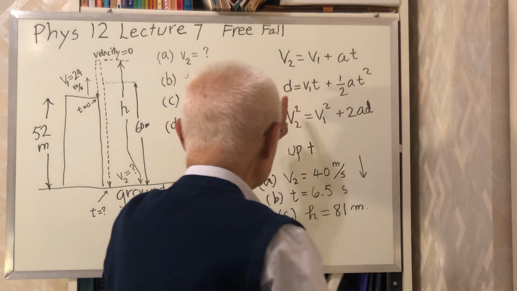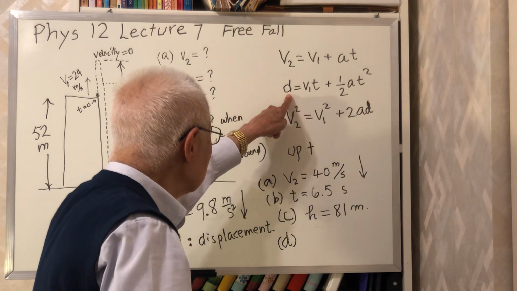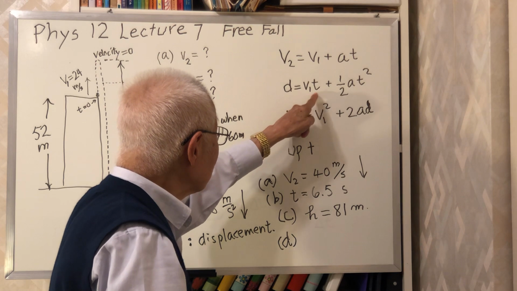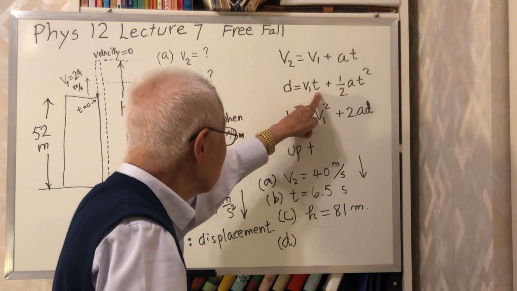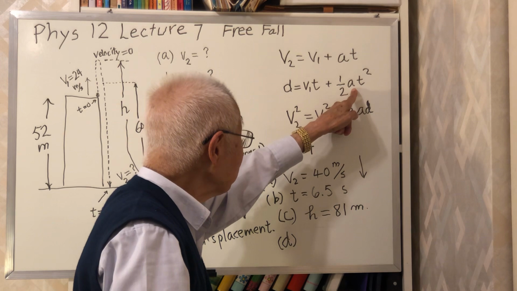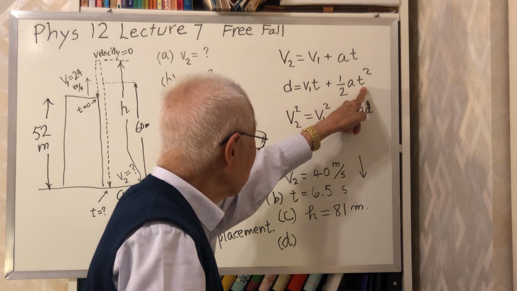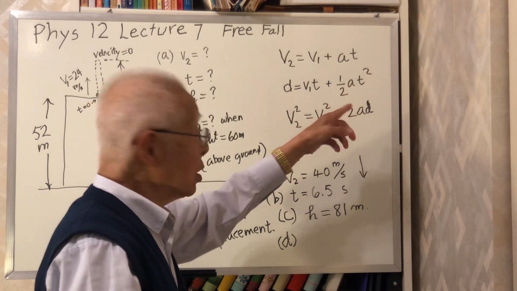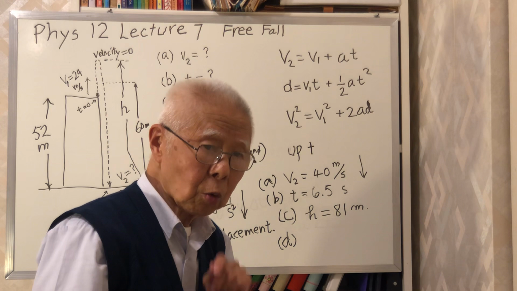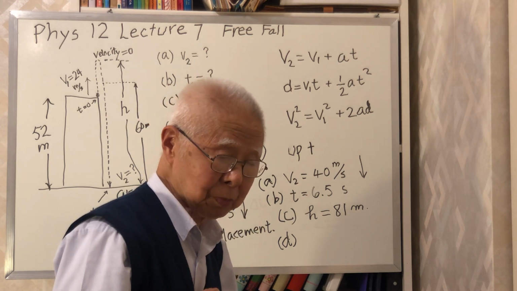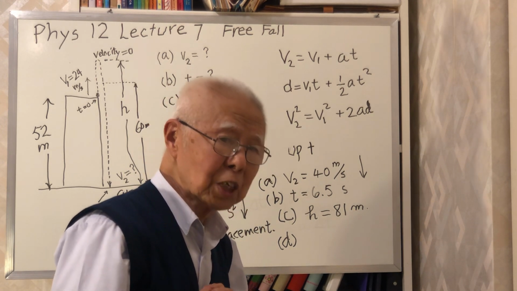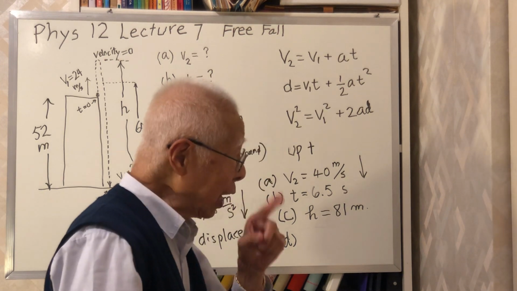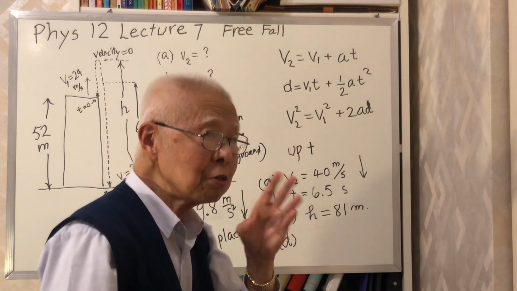You put 8 here, put 8 here, and V1 is 24. T is what you want to find. A is negative 9.8. T is what you want to find. And look here. So T has a square there. Therefore, you end up with a quadratic equation. How many solutions for a quadratic equation? You have 2 solutions. Therefore, your T has 2 answers.